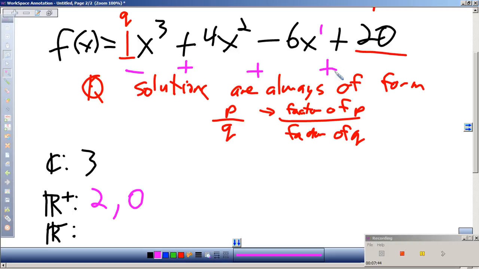Okay? So how many sign changes are there here? 1. So that guarantees we must have a negative real solution. We can't not have it. So does that mean when you factor it, the factors would be x plus something? Yes. Can you explain why the negative 6x didn't change?